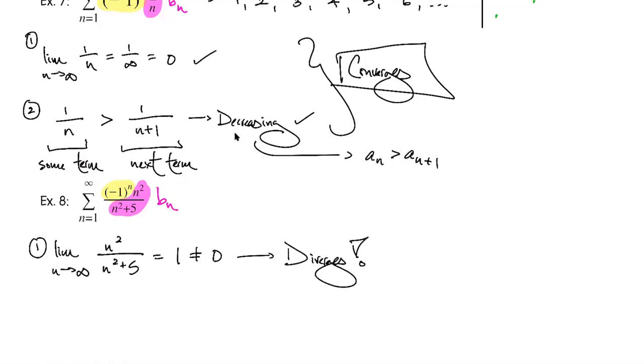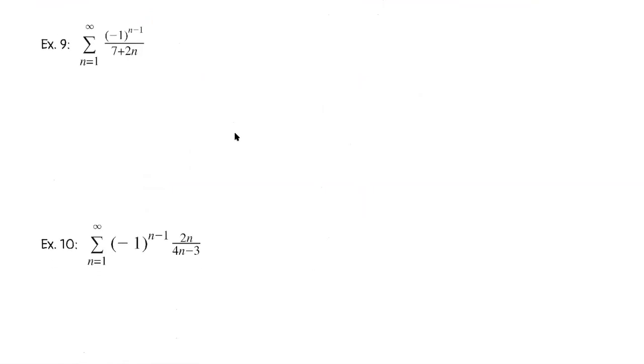because it diverges. So the first part is important because if the first part's true, then you can try the second part. But if the first part's not true, then it's not going to converge. It's going to diverge. All right. Why don't you guys try example 9 and 10, okay? So see which parts are the b sub n, which parts make it alternating, and then see if you can figure out if it converges or diverges.